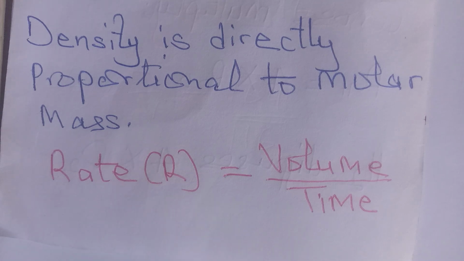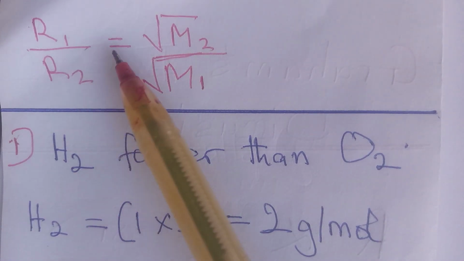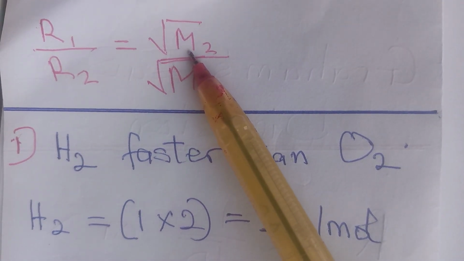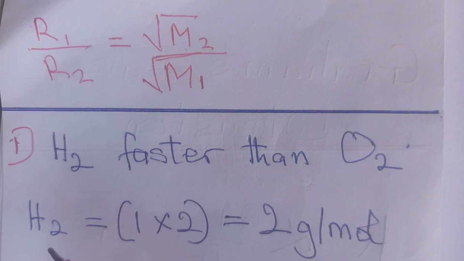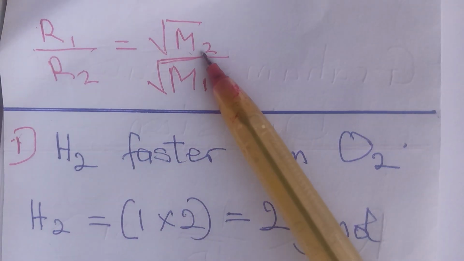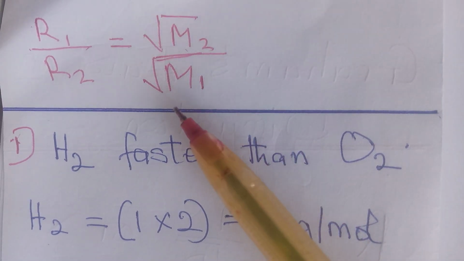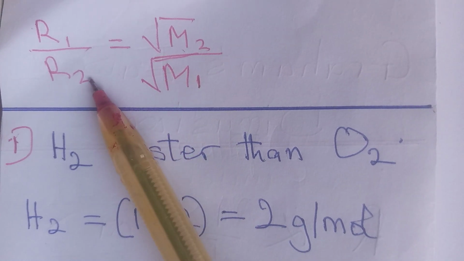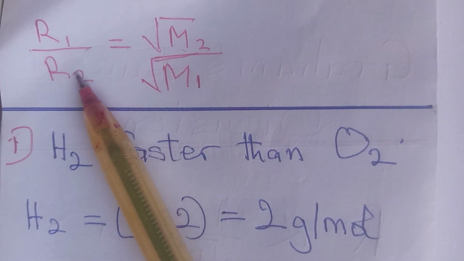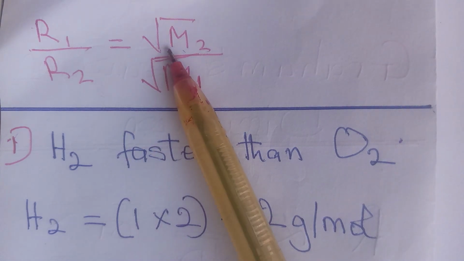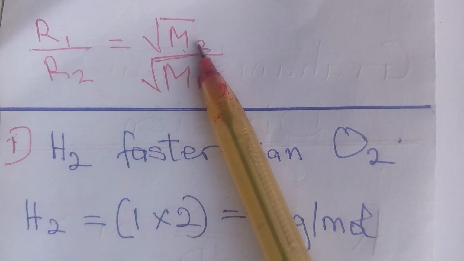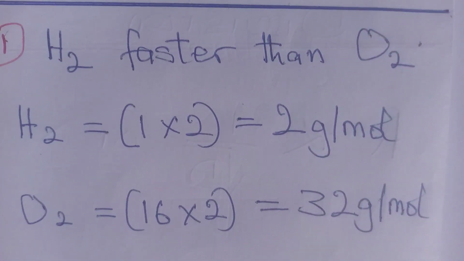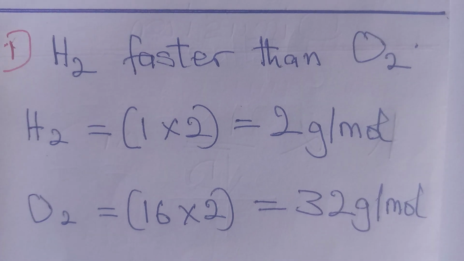Don't forget too that density and relative molecular mass are also related. Relative molecular mass is equal to 2 times vapor density. So you can actually substitute relative molecular mass in place of density. And if that substitution is made, you have R1 over R2, that's the rate of diffusion of the first gas over that of the second gas, equals the square root of the molecular mass of the second gas over the first one. Now, let's give attention to the first scenario we presented at the beginning of this video.